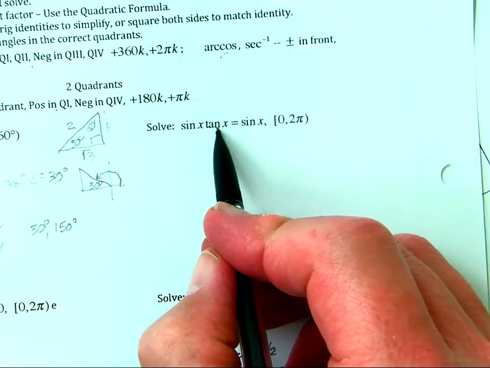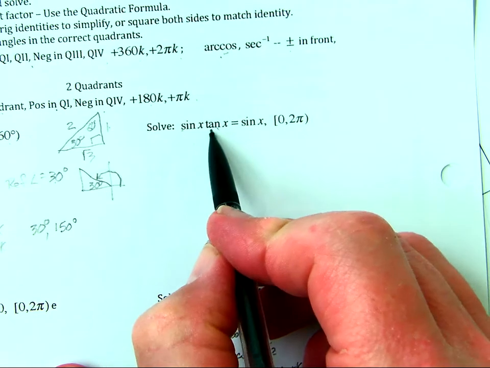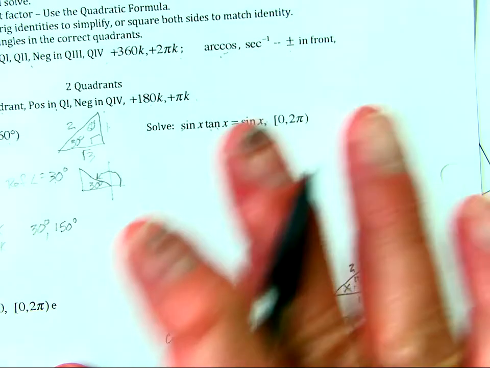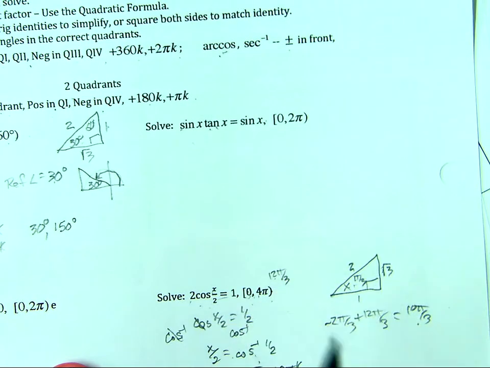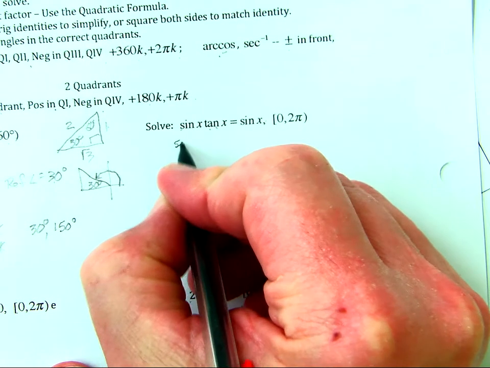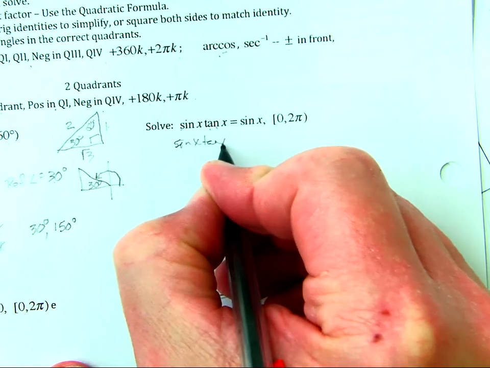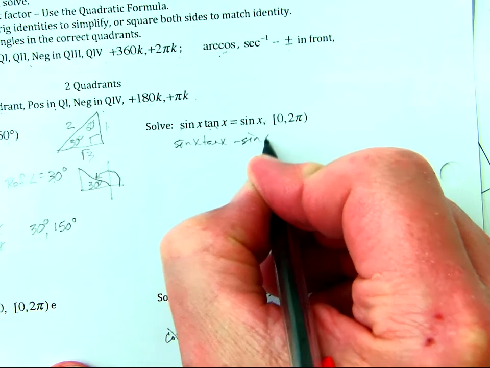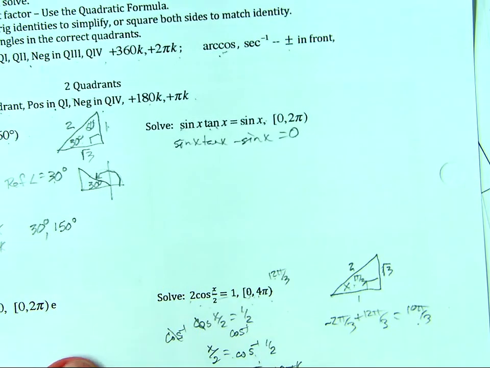So like this one. See, it's got a sine x tangent x over here and a sine x over here. That's more than one trig function. So let's get it equal to 0. Let's subtract sine x to the other side because we want to get it equal to 0. Now let's see if we can factor.